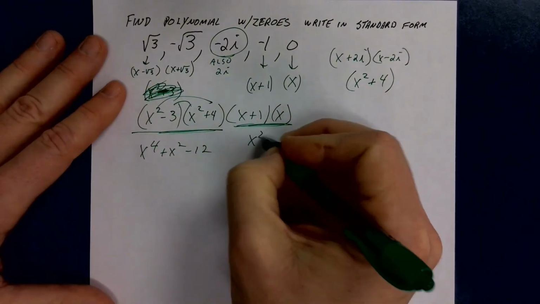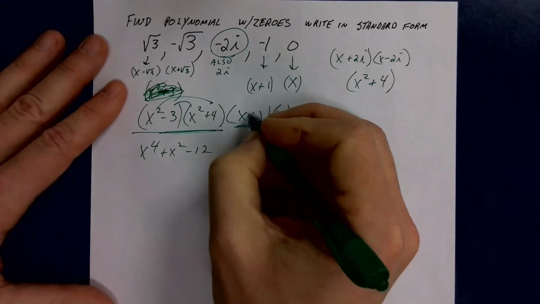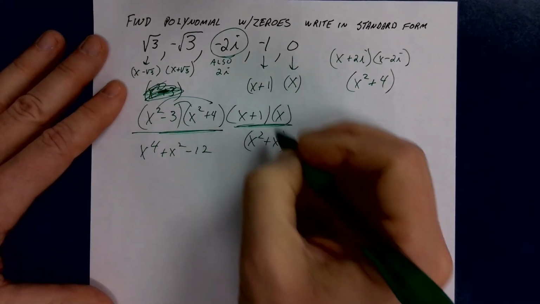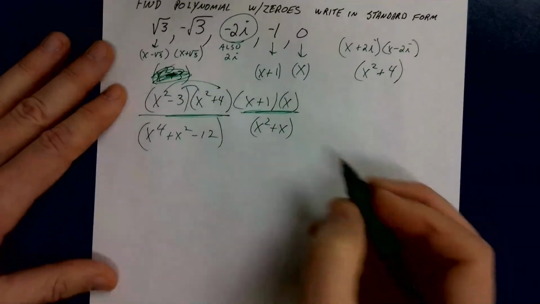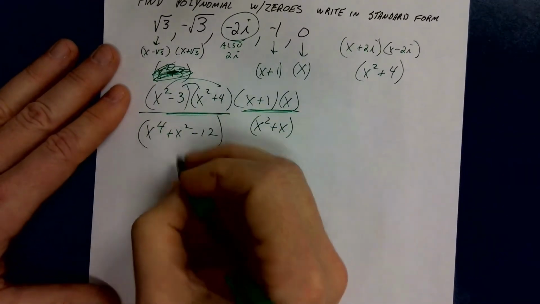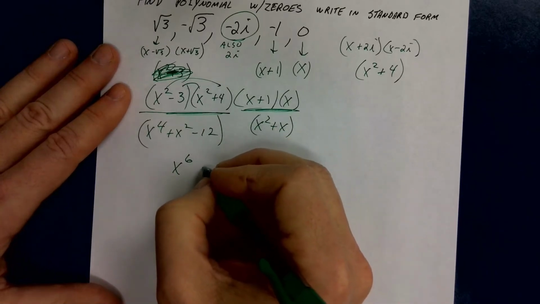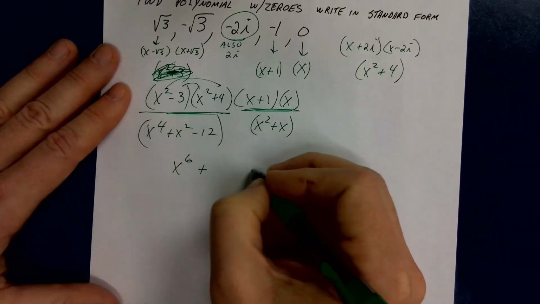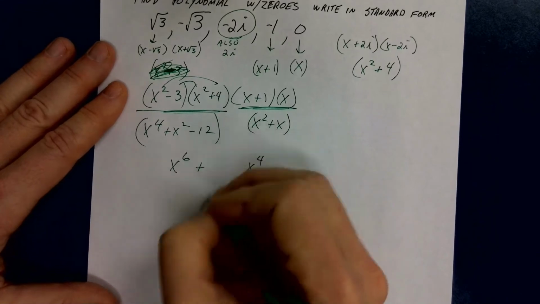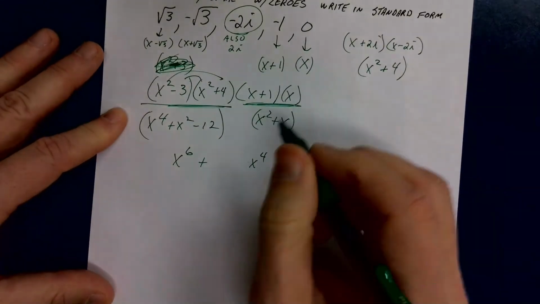Here, x squared plus x, right? x times x is x squared, x times 1 is x. So now I've got to multiply these together. So x squared times x to the 4th is x to the 6th. x squared times x squared is x to the 4th. I'm going to move it over a little bit so I can leave my x to the 5th term in there if I need one.